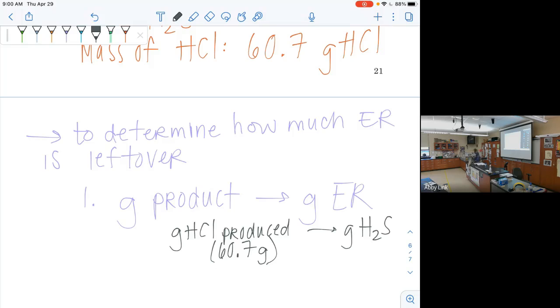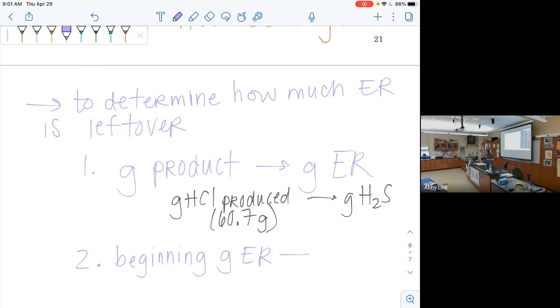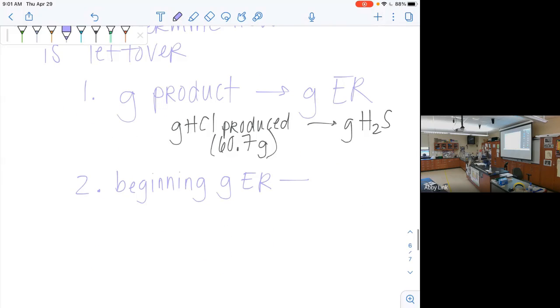The next step is subtraction. So it's not that complicated. You're going to take your beginning amount, I'll say beginning grams of excess reactant, and subtract from it the grams from your step 1 here.